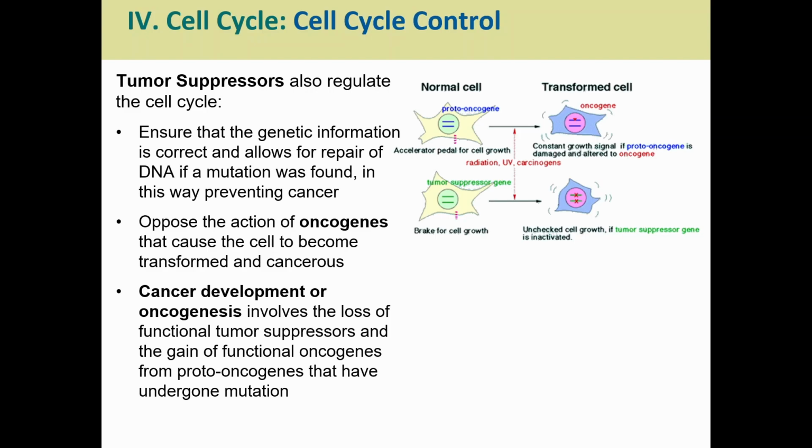This works opposite of oncogenes. Oncogenes, sometimes called proto-oncogenes. Proto-oncogenes are normal. They're going to help speed up the cell cycle, but if they mutate, they can become oncogenes, which then are cancerous. So I like to think of tumor suppressor genes and proto-oncogenes like the brake and the gas in your car. The tumor suppressor gene is the brake pedal. The proto-oncogene is the gas pedal.